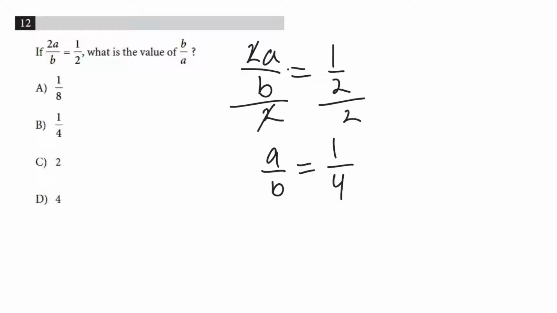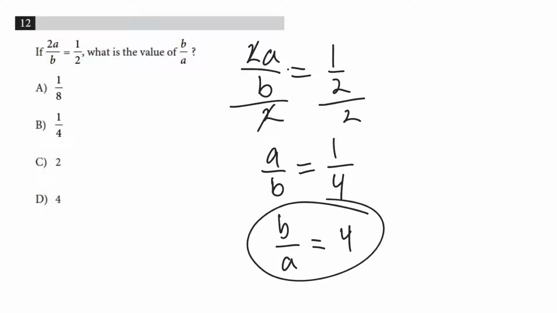Okay, so one property of a proportion is that I can take the reciprocal of both sides. So if I take the reciprocal of the left, it's kind of like raising it to the negative power of -1. I get b over a on the left, and on the right I just get 4. So my answer is D.